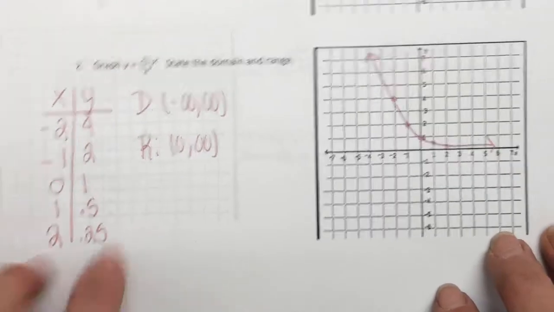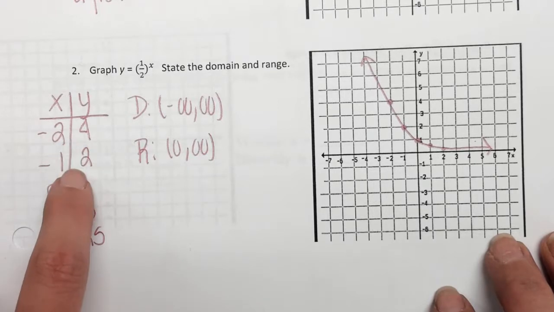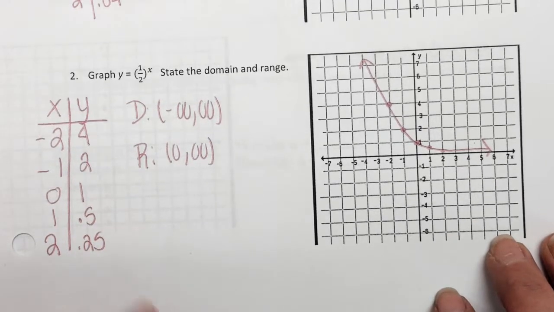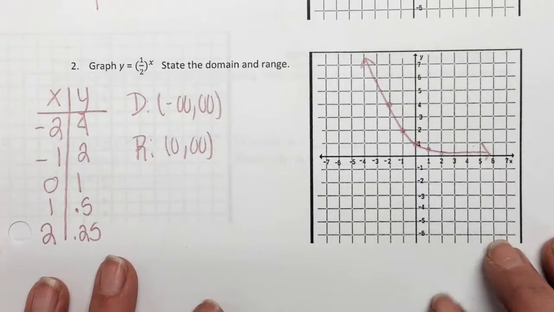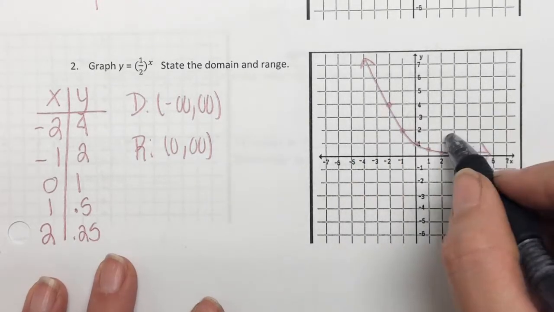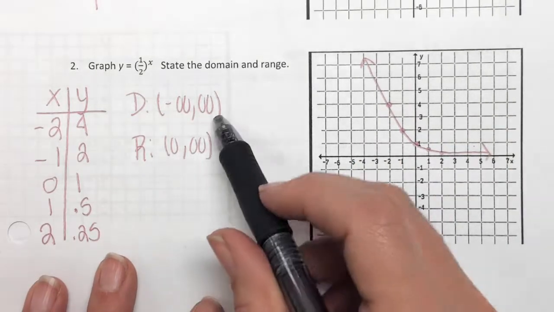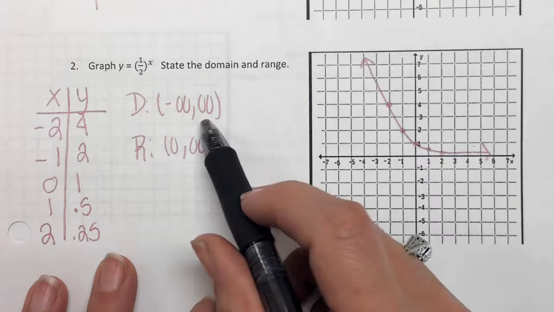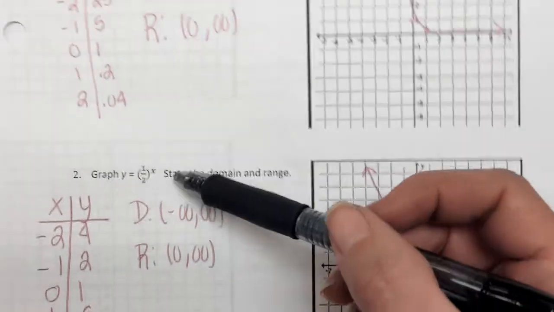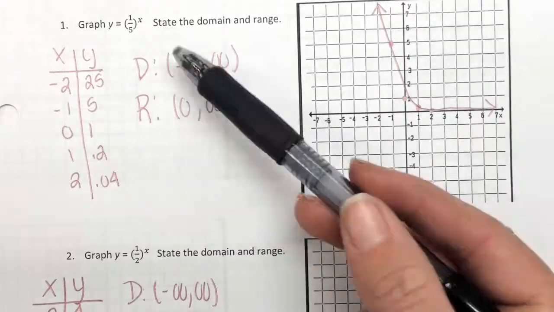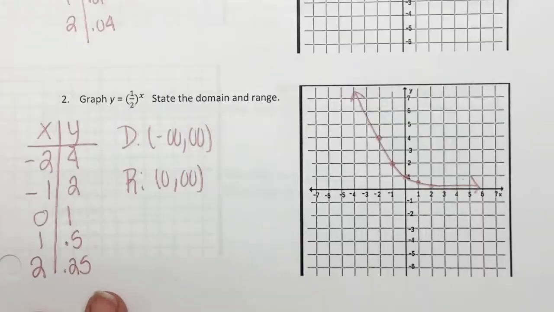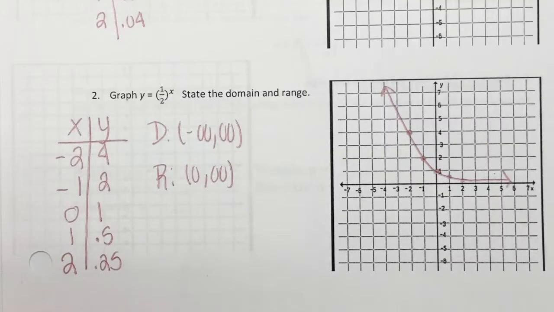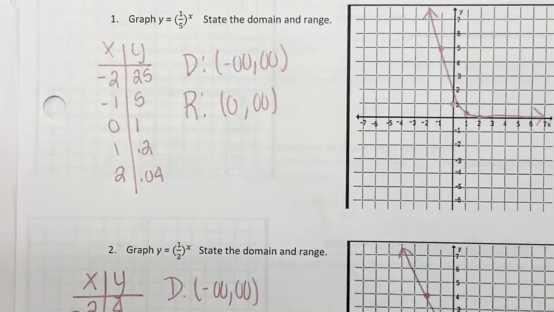Make sure your y values are correct. Is 4 the right answer? Then 2, then 1, then 0.5, then 0.25. So this is how it should look, still decreasing. And the range, does it change any right here? The domain range? Nope, because there's nothing being added or subtracted. It's not being reflected. So we're good. Any questions about those two? They're the same, 0 to infinity.